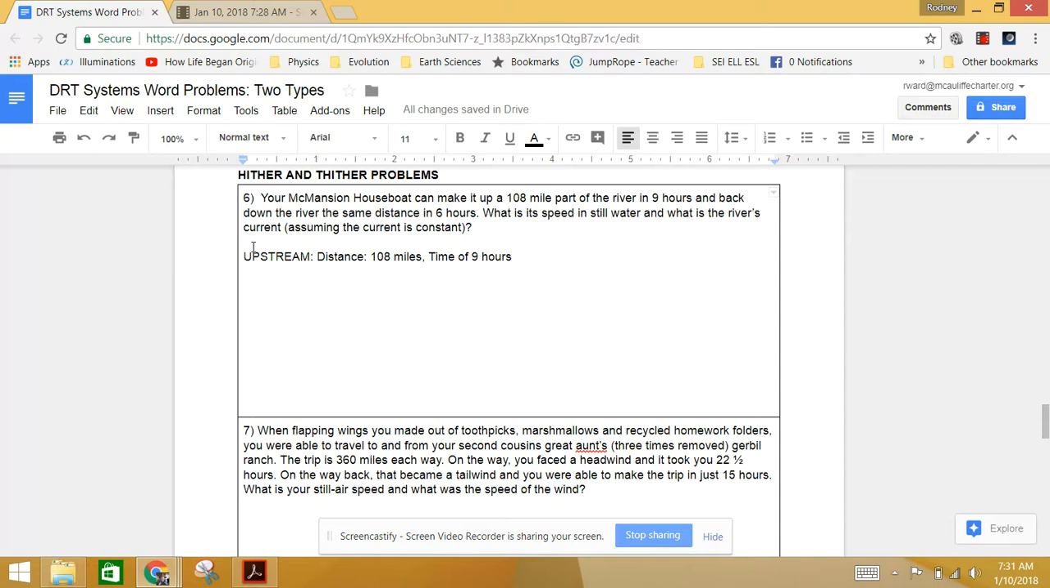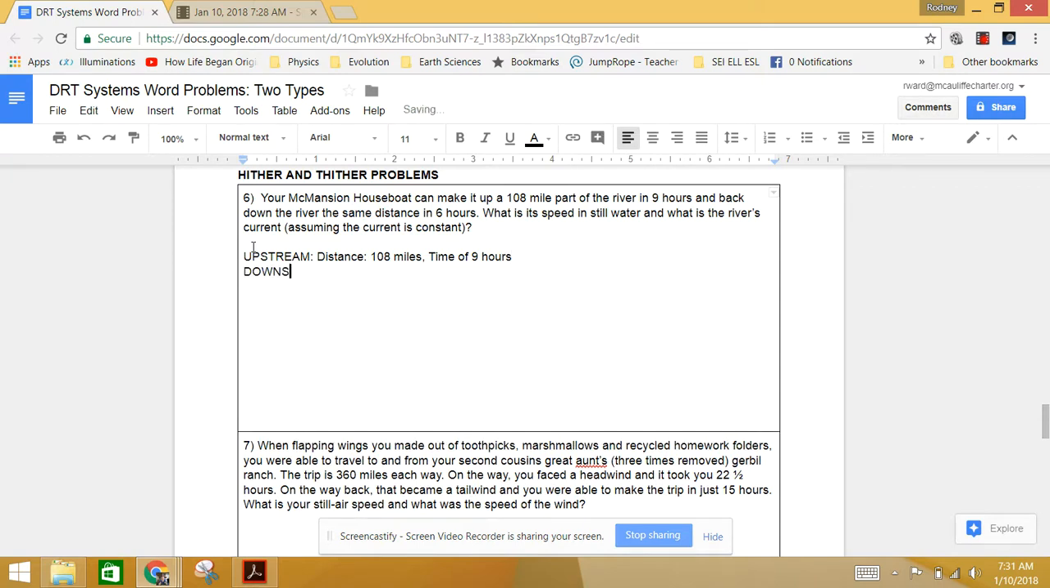Okay, we also have a downstream part of this, and the distance is the same. So we go down the same distance, 108 miles. But the time is not 9 hours this time, it's 6 hours. So going downstream, we were clearly helped. We got there faster. Going upstream, it took more time. So something is going on with rates. So, of course, we don't have a rate. So the rate is missing.